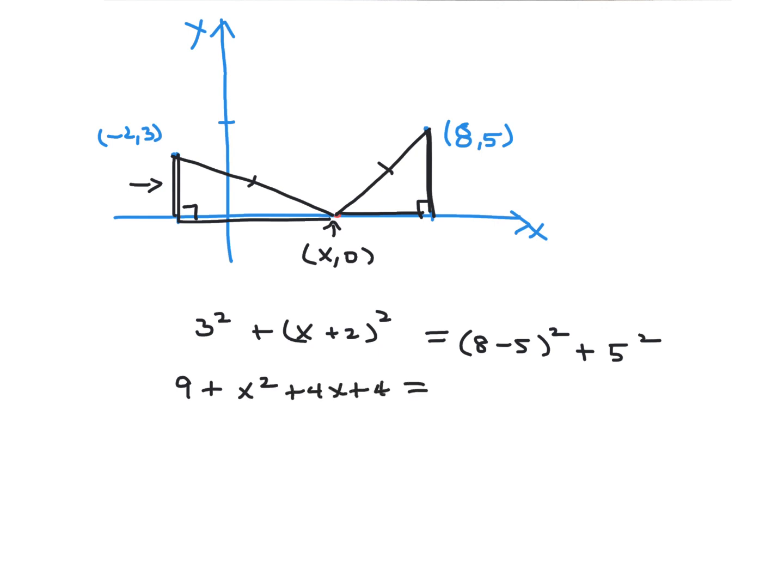And that is, hold on. I think that should have been an x. Sorry about that. It's a good thing I caught that. 64 minus 16x plus x squared plus 25. The x squared terms cancel. Let's see what else cancels here.